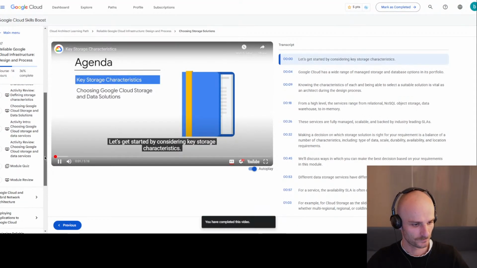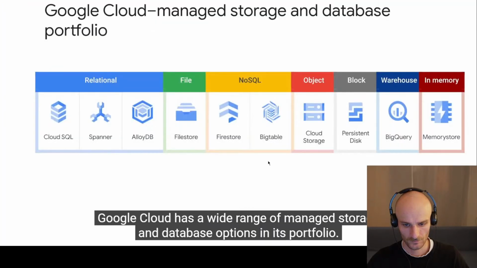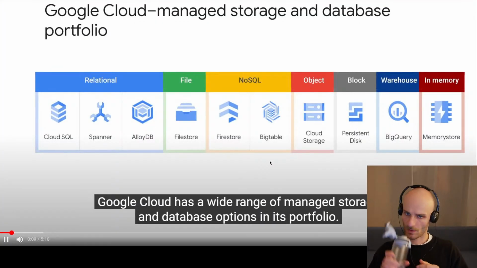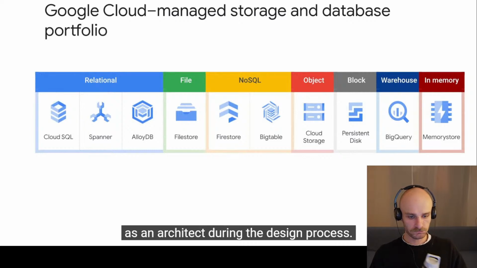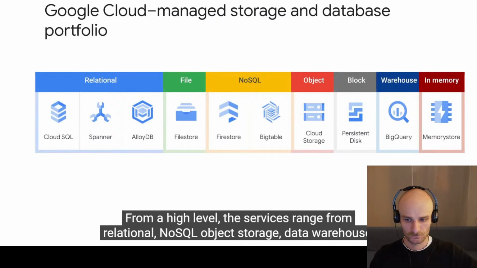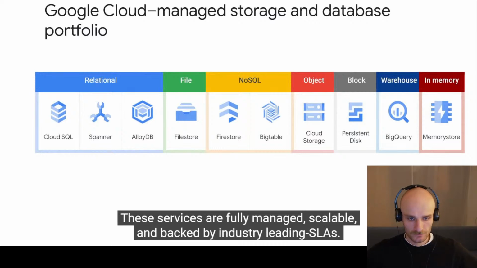Let's get started by considering key storage characteristics. Google Cloud has a wide range of managed storage and database options in its portfolio. Knowing the characteristics of each and being able to select a suitable solution is vital as an architect during the design process. From a high level, the services range from relational, NoSQL, object storage, data warehouse, to in-memory. These services are fully managed, scalable, and backed by industry-leading SLAs.